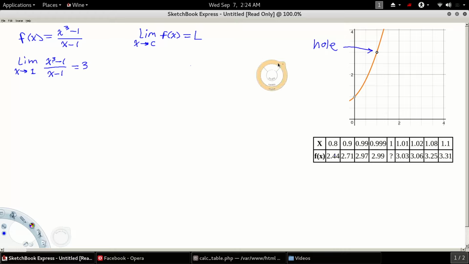Okay, so there's that hole, and as you can see from the function, this function is not defined when x is equal to 1. So x cannot be equal to 1. Otherwise, division by 0, the earth explodes, we get sucked into a black hole, whatever actually happens, I don't know. But yeah, so we can't do that.